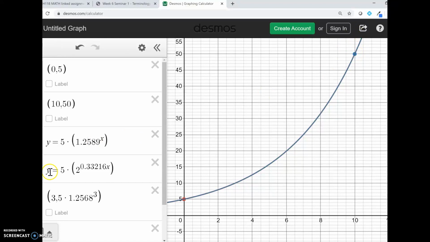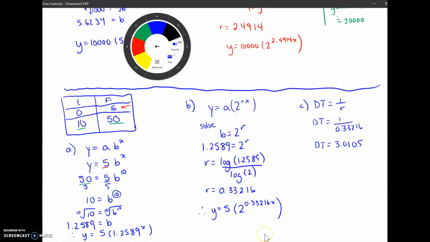And we said that the curve y is equal to 5 times 2 to the power 0.33216x is equivalent. And I can see that those curves do indeed look the same. Moreover, we also said that the doubling time is about 3. And if I look at what the population is when x is equal to 3, it is about 10, which is double our initial value. So all of our information and analysis really does fit together, and you can check it.